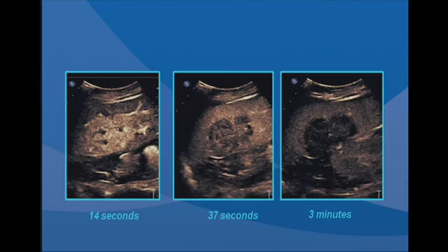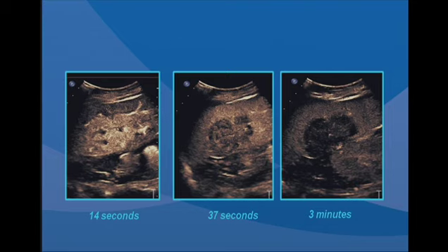So if we look at still images taken from the clip, we show the mass at 14 seconds is hypervascular, but by 37 seconds, the mass has washed out. Again, rapid washout in less than 1 minute. And by 3 minutes, you can see that the mass is completely black.